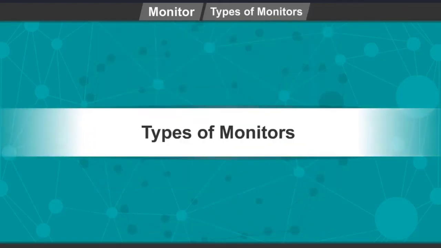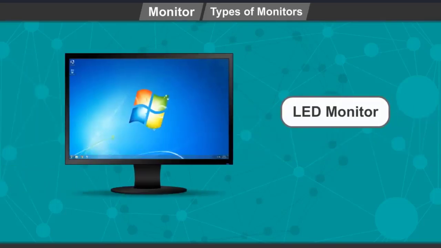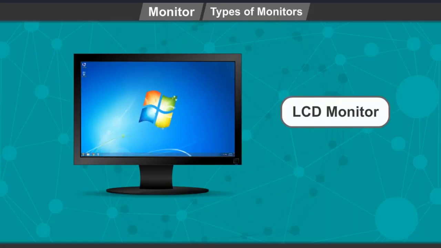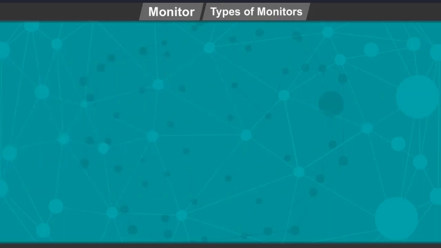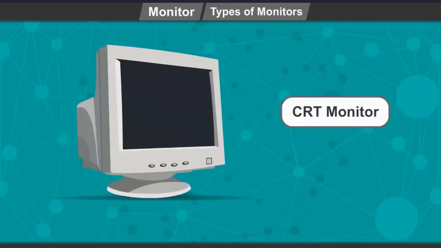Types of monitors. LED monitor. LCD monitor. CRT monitor.